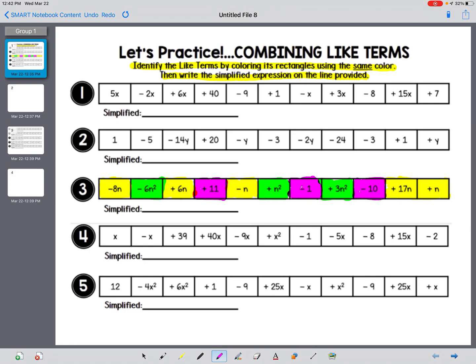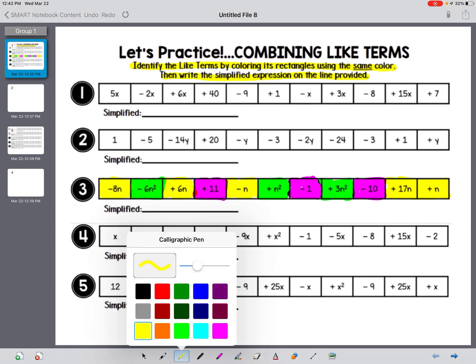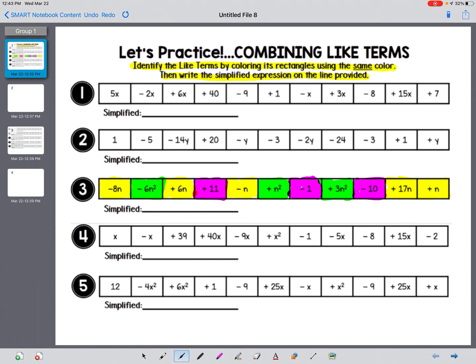All right, and now our job is to add all the values, or combine the values together, of the like terms. So we're going to add the negative 6n squared to the positive n squared and the 3n squared. So negative 6n squared plus 1n squared is going to be a negative 5n squared. And then we have the plus 3n squared, so negative 5n squared plus 3n squared is negative 2n squared.